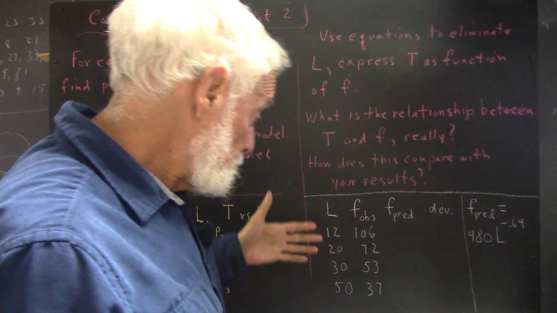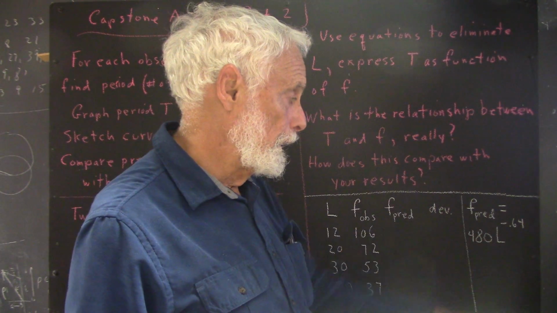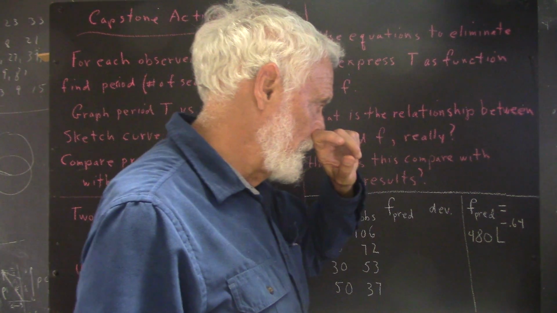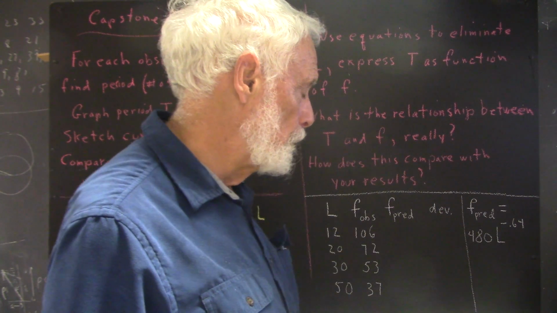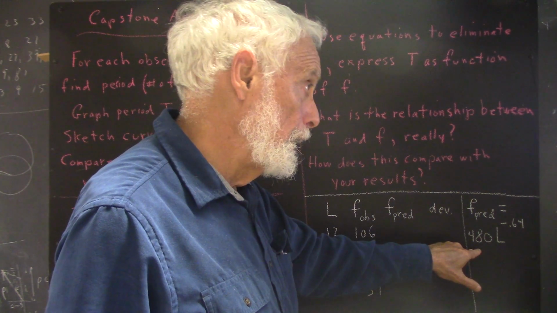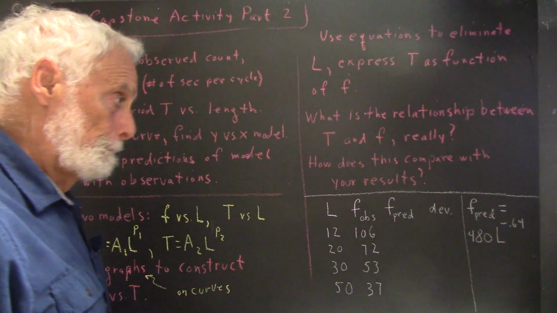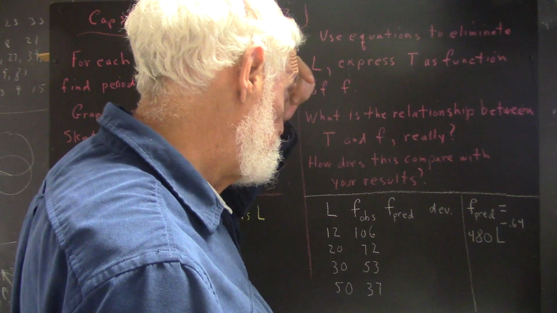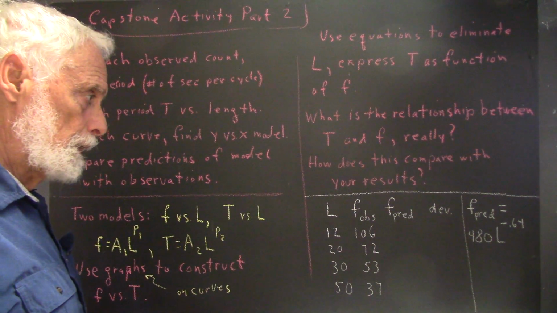Now, when you did your graph, let's say you had come up with L to the negative 0.64. In other words, you came up with the Y factor that gave you a power of negative 0.64 and 480 for your value of A in the Y equals AX to the P form of a power function. Okay, so those are the numbers we got when we worked out the hypothetical model.